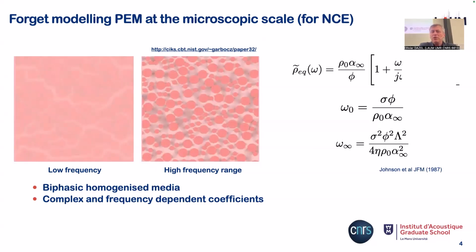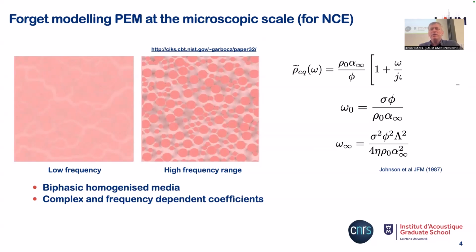So when we look at this expression, I could go into the physics, but that is not the topic of today. But you see that we have a frequency-dependent coefficient. Here, this is the density of the material for the fluid phase, so for the fluid inside the pores. You see this expression, which is well known and often used. This is the Johnson model.